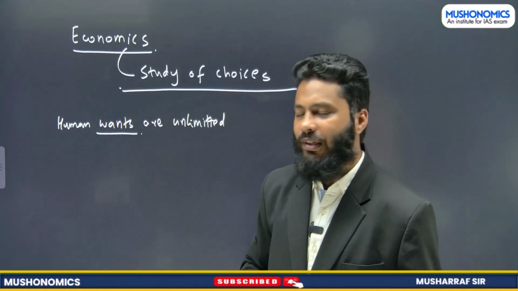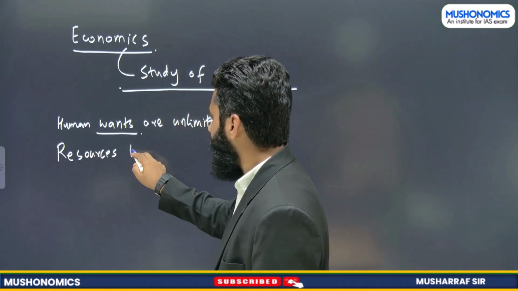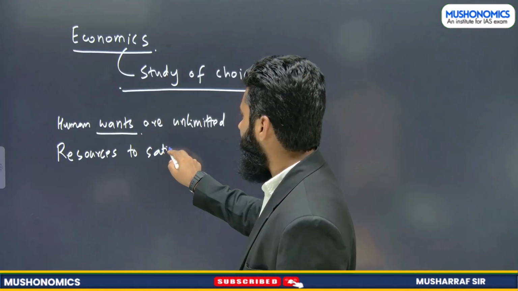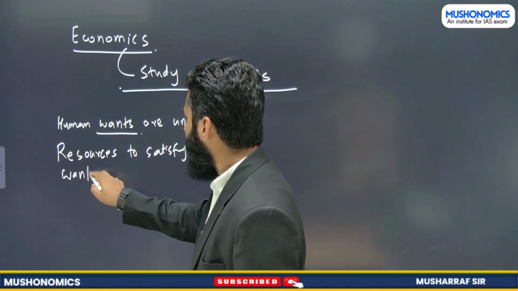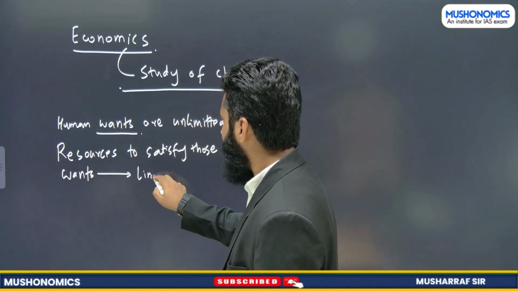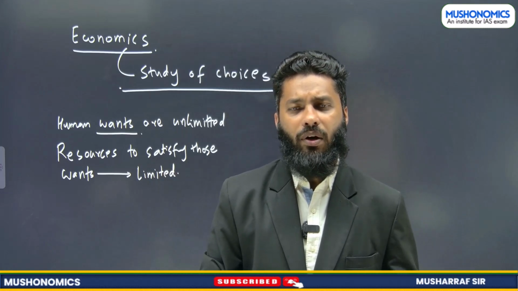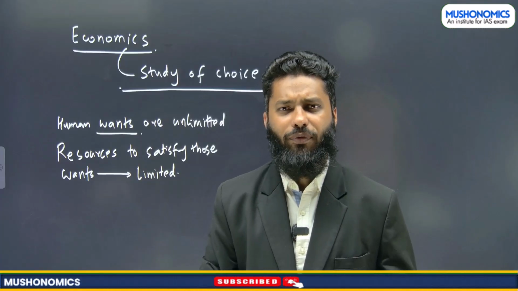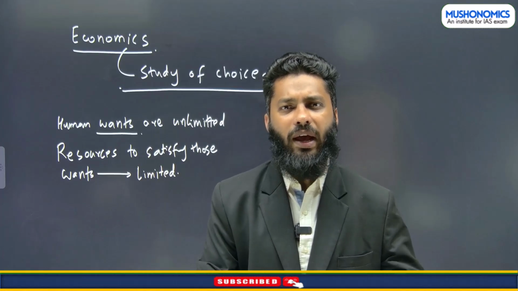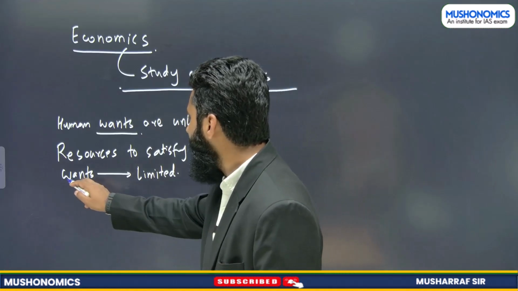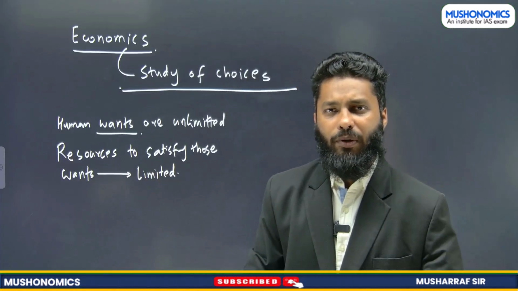Unlimited. But we have to understand one thing, that the resources to satisfy those unlimited wants are limited. For example, we might want two iPhones, or at least one iPhone, one MacBook, and other Apple devices, but we don't have that much money available to us. That means we have limited resources. Resources to satisfy those wants are limited, but wants are unlimited.